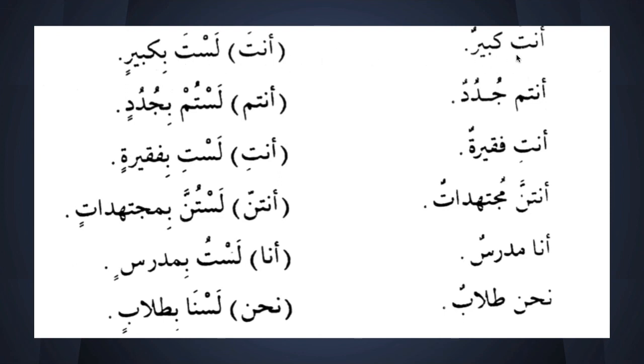Some more practice here. How to use anta kabirun. If you use second person, say lasta bi kabirin. Anta lasta. Ta is ism Laisa. Again, antum jududun. So lastum bi jududin. Anti faqiratun. Lasti bi faqiratin. Antunna mujtahidatun. Mujtahidatun means hard working. You're telling all the women, antunna, so you say Lastunna bi mujtahidatin.